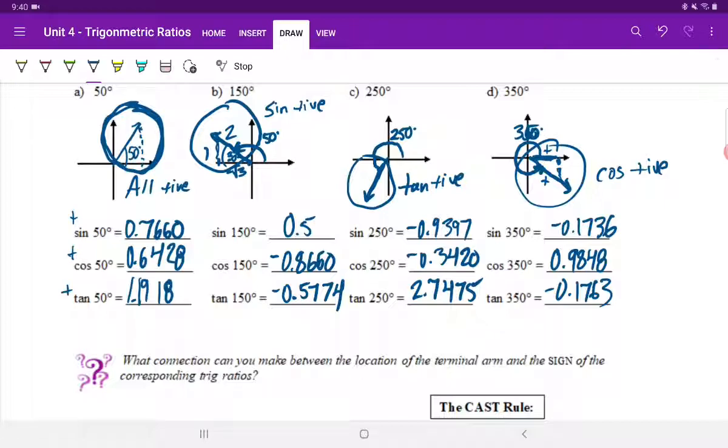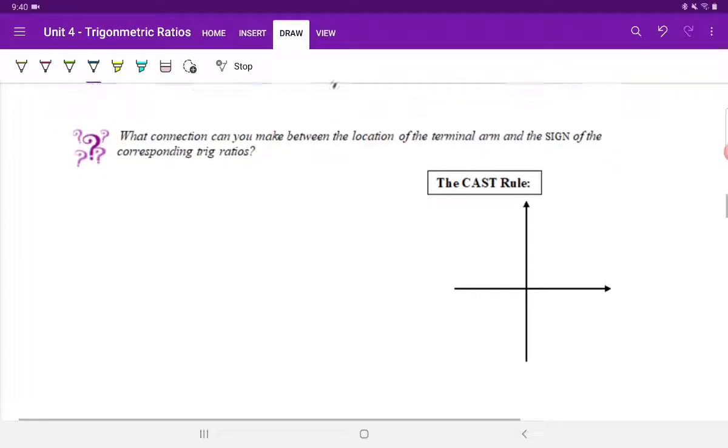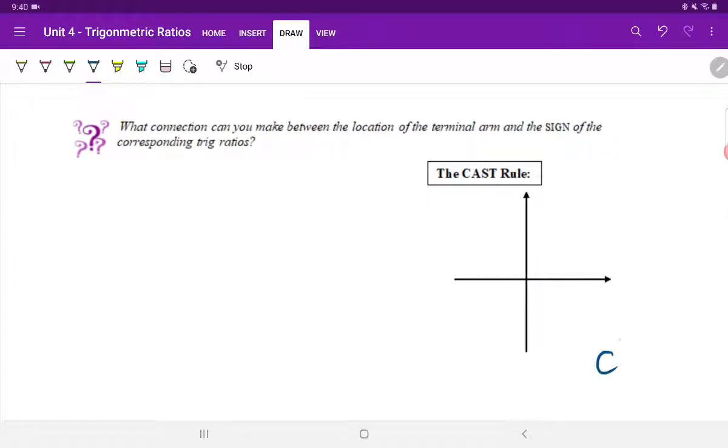And so now we can come up with what's known as the CAST rule. It's basically just an abbreviation, something to help you remember in which quadrants which ratio is positive. So we said that here, all ratios are positive.